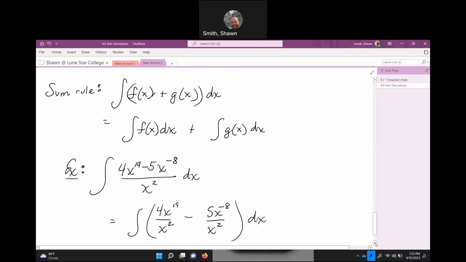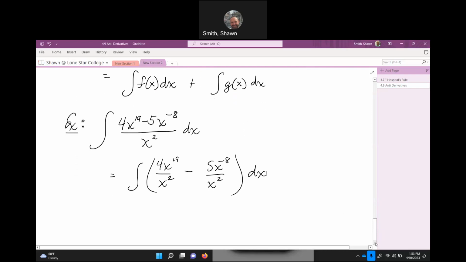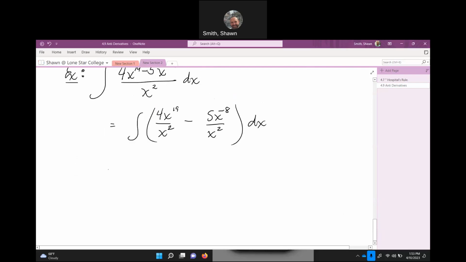Simplify each one of those. You have division of like bases. That's going to leave 4x to the 17th minus, -8 minus 2 is -10, right? So that'll be minus 5x to the -10 power all dx. Neither one of those have an exponent of -1, so the power rule works, right?